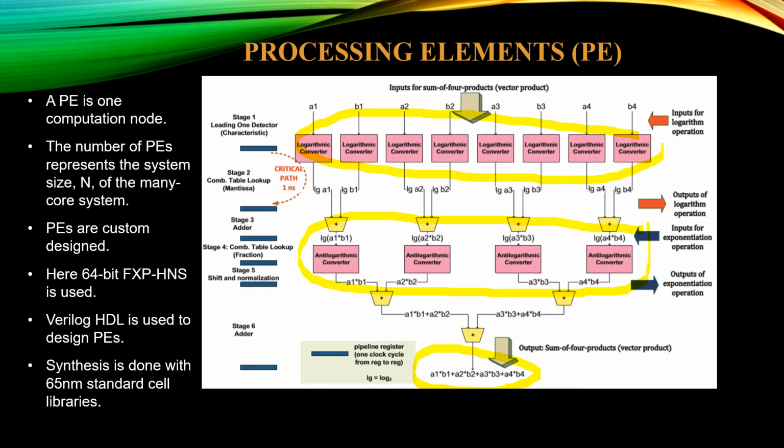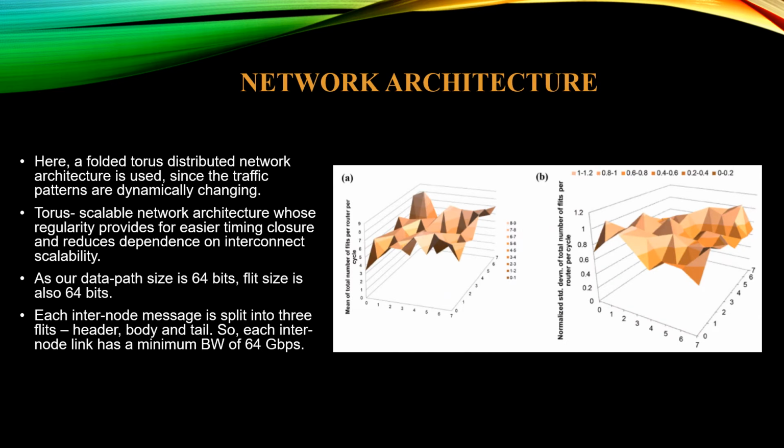And Verilog HDL is used to design the processing elements, and the synthesis is done with 65 nanometer standard cell libraries. Now we will see about the network architecture. Here, a folded torus network architecture is used. The reason for choosing this type of network architecture is that the traffic patterns will be dynamically changing.